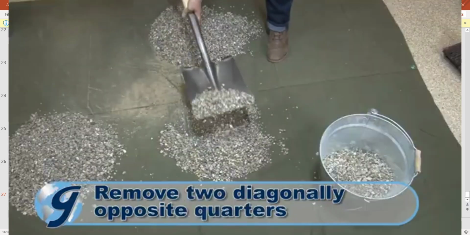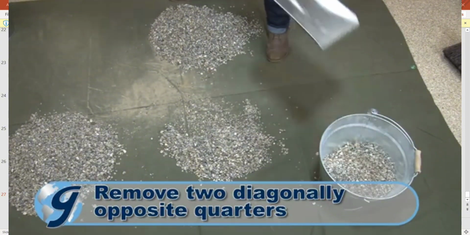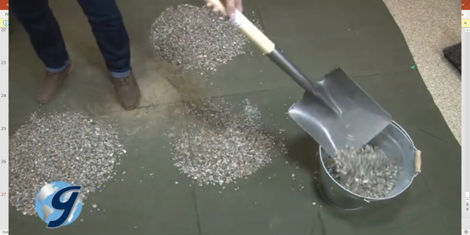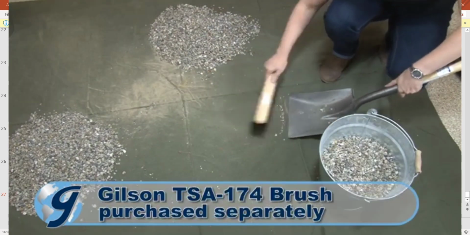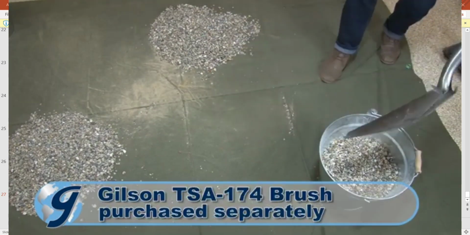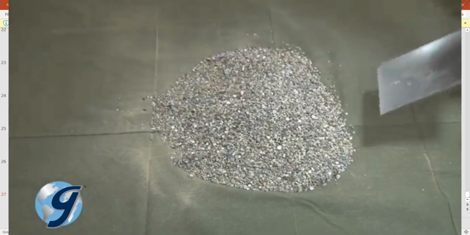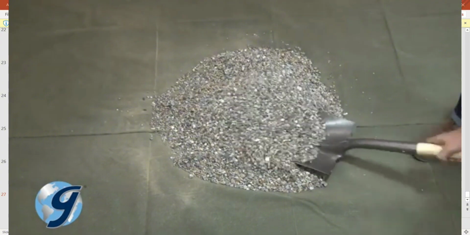Next, remove 2 diagonally opposite quarters, making sure to remove all the fine material. Continue mixing and quartering the material in the same fashion until the desired sample quantity is obtained.